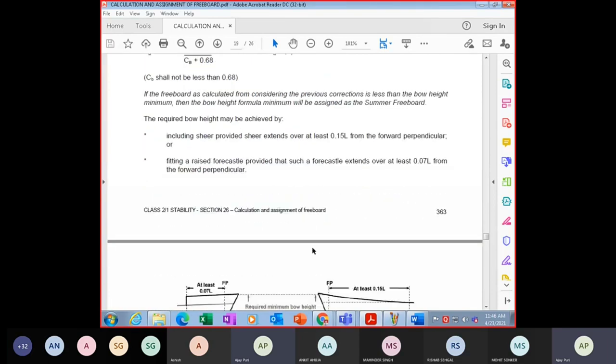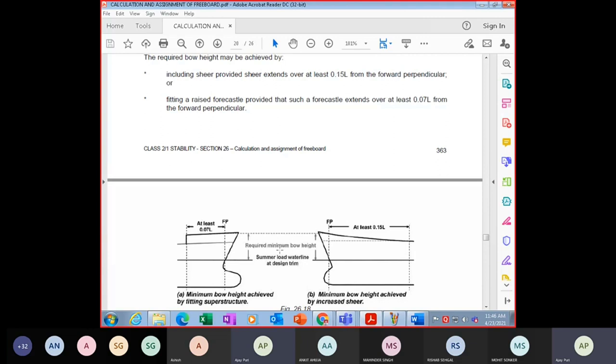Ab iska diagram jo hai, isse samjhayenge how the minimum bow height can be understood if you have a shear or you have this kind of fashion plate on top of your forecastle. Either you have a required shear or you have a fashion plate on the forward area. Not the railing, but the fashion plate here. That is the bulwark on top of your forecastle.